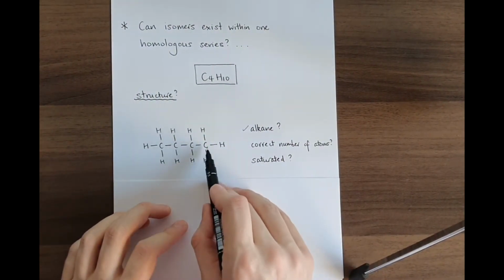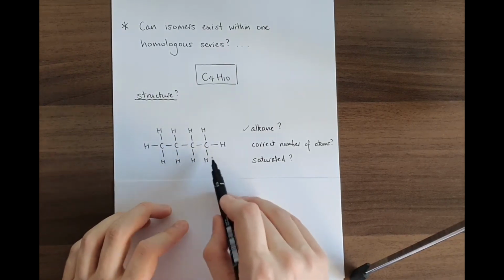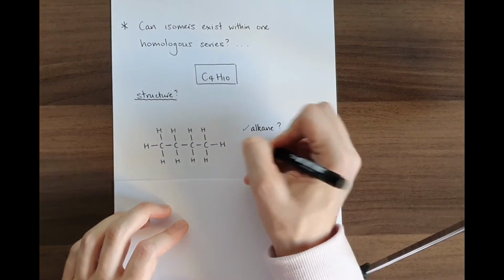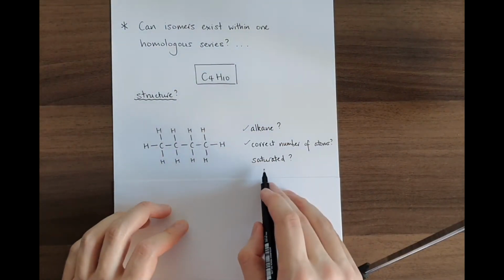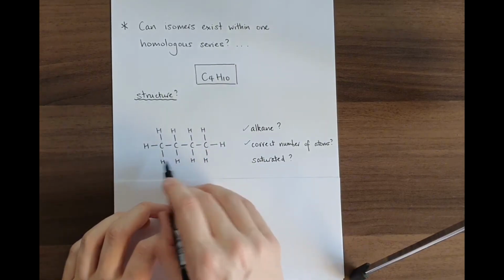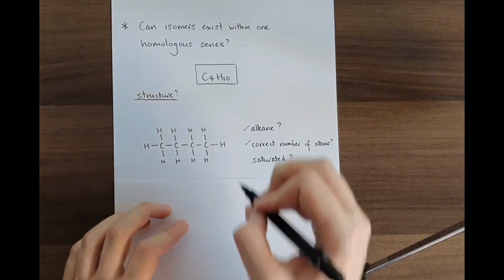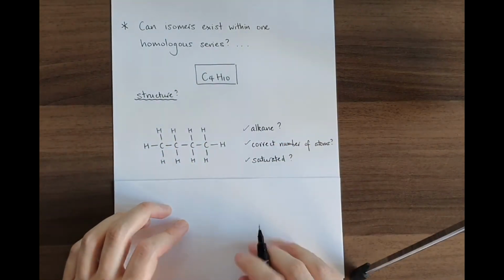1, 2, 3, 4 carbons. Yep. 1, 2, 3, 4, 5, 6, 7, 8, 9, 10 hydrogens. Yes, it does. Is it saturated? That is another prerequisite of being correct for an alkane that we need to include. Well, yes, because it's all single bonds. All of the carbons are joined together by single saturated bonds. So yes, it is. So that's completely correct.